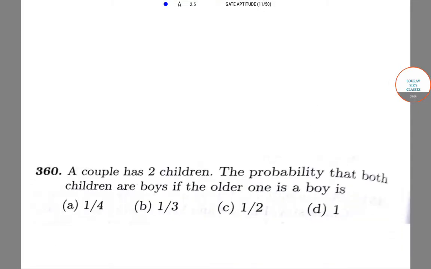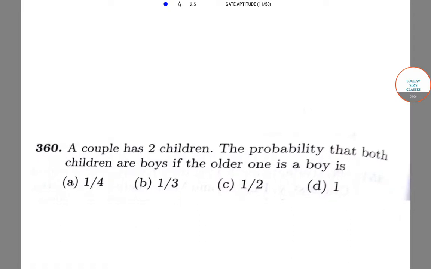Today we would be solving a few questions on general aptitude from the GATE examination. The question is, a couple has two children. The probability that both children are boys if the older one is a boy is. Now, the couple can have two children in four ways. That is BG, BB, GB, GG.